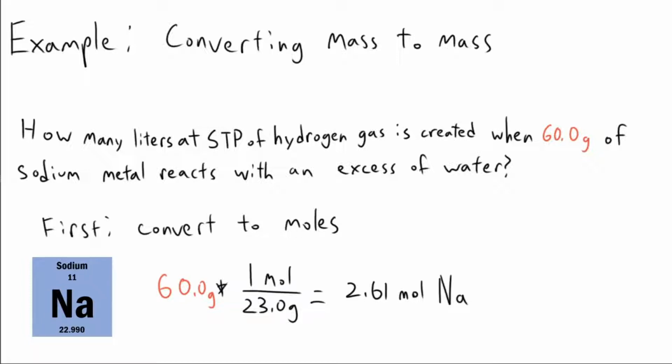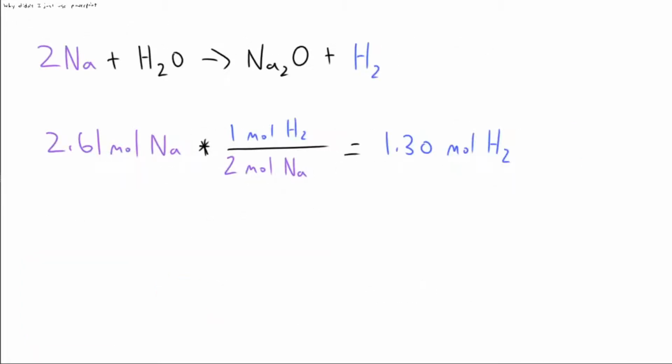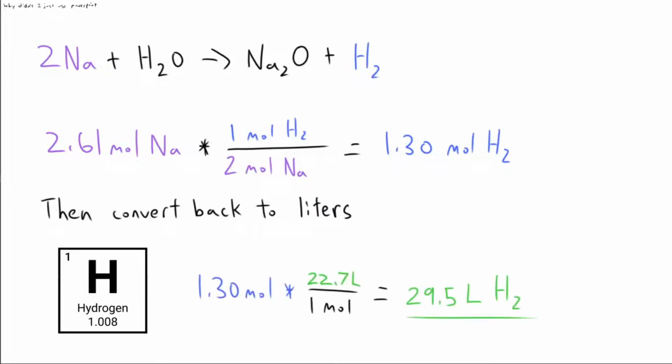Then we can create and balance the equation given by our reaction and use our mole-to-mole ratio to convert to moles of hydrogen gas like this. And finally, we want to convert back to our desired unit, which is liters. We end up with 29.5 liters of H2 gas.